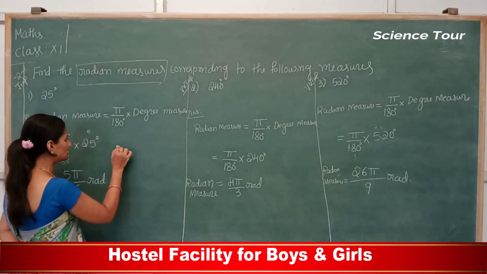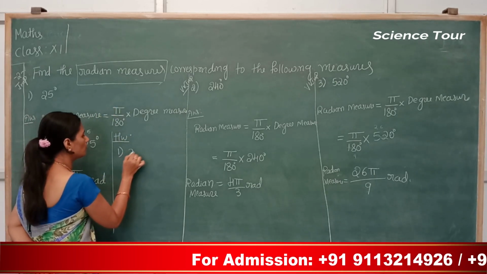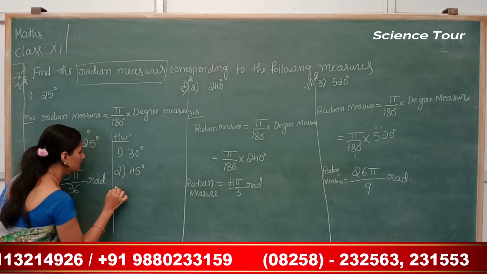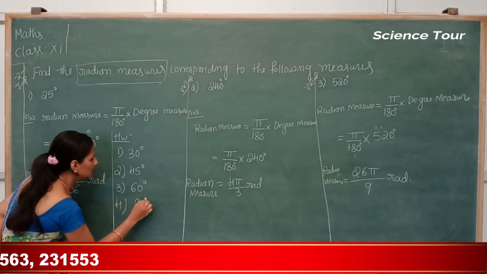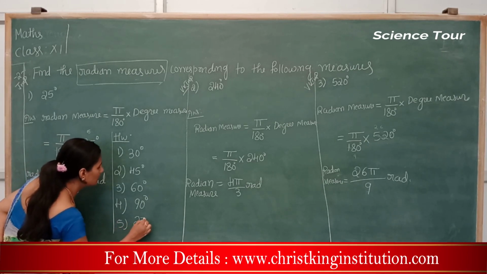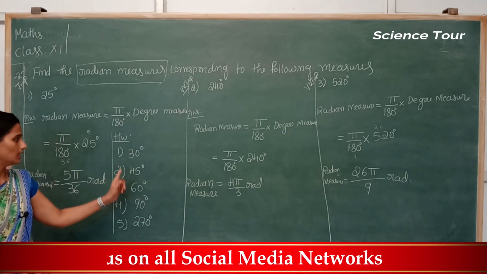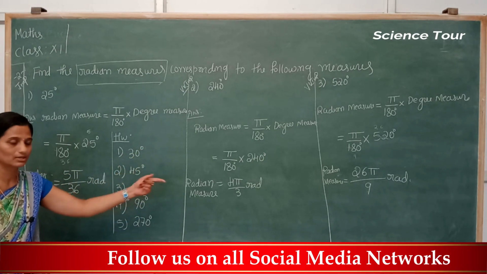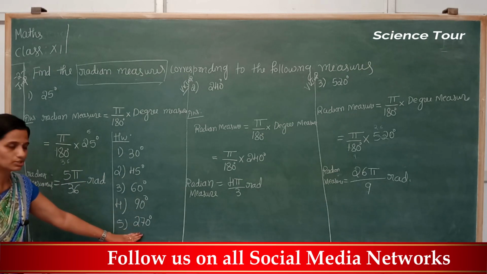I'll give some homework questions. So I'll write here homework. First, conversion of 30 degree to the radian, conversion of 45 degree to the radian, conversion of 60 degree to the radian. Next, conversion of 90 degree to the radian. Next, conversion of 270 degree to the radian. So take this as homework. These 5 questions, take it as homework.